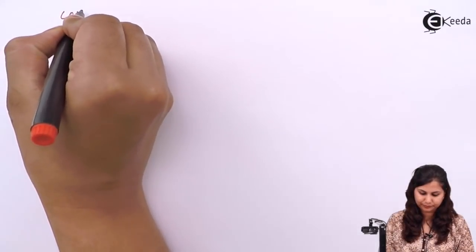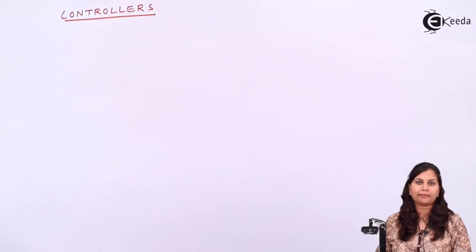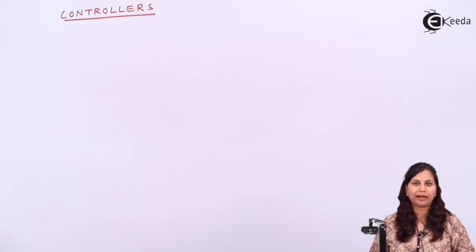Hello friends, in this video we are going to study about the controllers used in the control system. So let us start with our topic. If we see the block diagram of a closed loop control system, then we have the input signal, the output signal, a feedback, and we have the controller and the plant. So let's see the block diagram of a closed loop control system.